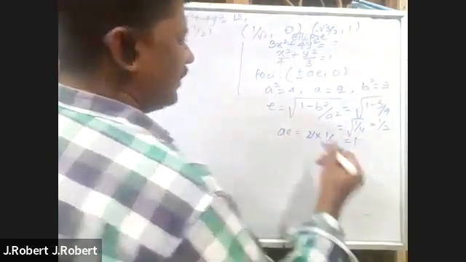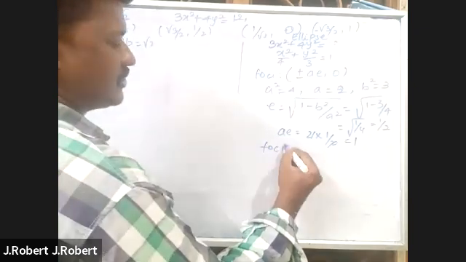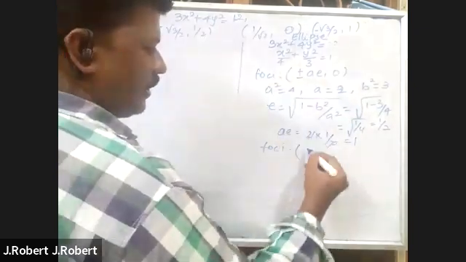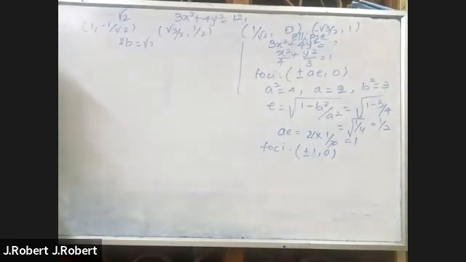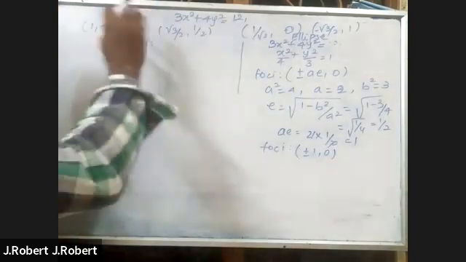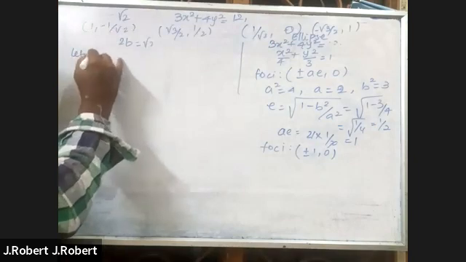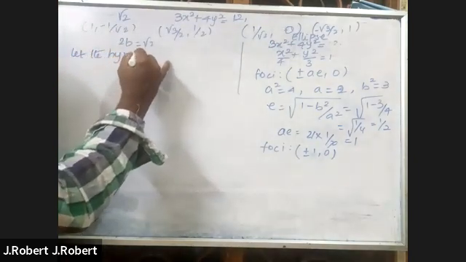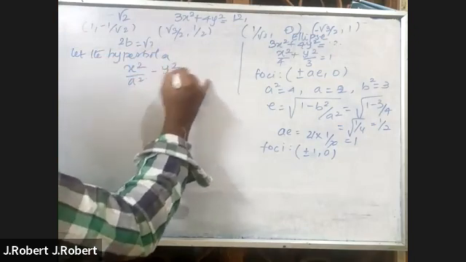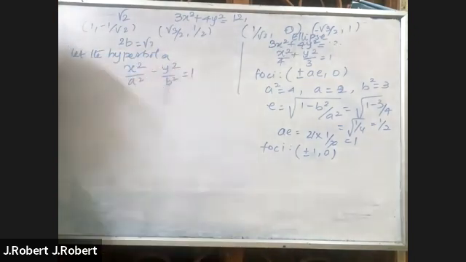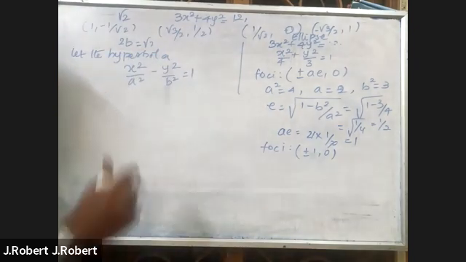2 to cancel 1. Therefore the foci of the ellipse, we can write as plus or minus 1, 0. Did you find it? See, these foci are the foci of the hyperbola. Now what am I going to do? Let the hyperbola be... What is the standard form of hyperbola? x square by a square minus y square by b square is equal to 1. Isn't it?